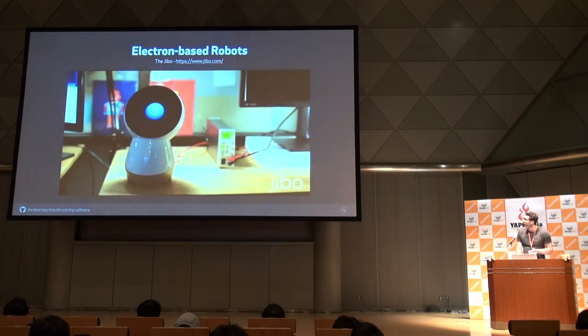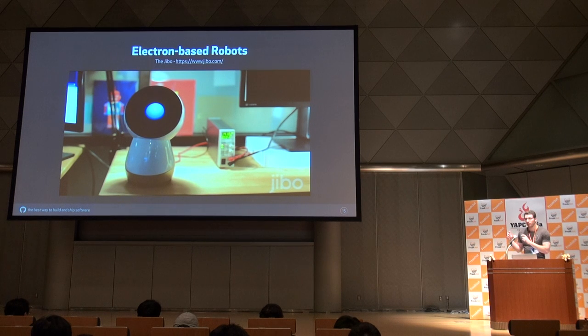But then there's this robot, and it's called the Jibo. The Jibo is a social robot, and so you might say, Jibo, give me soba recipes. And Jibo would load up a web page full of soba recipes. This little robot has a screen in it, and that screen runs an Electron app that renders everything.